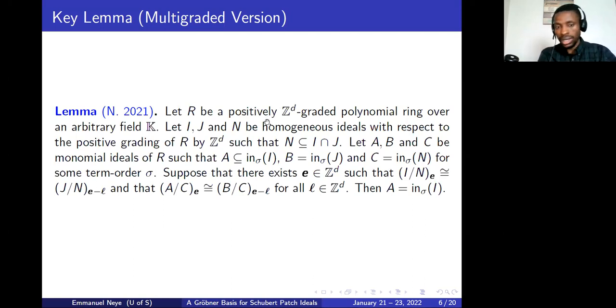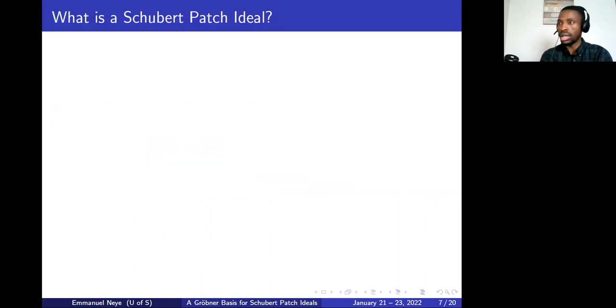Now I'm going to extend the earlier example of the Gröbner basis result, the one I gave earlier for the ideal of maximal minors. I'm going to extend that to larger classes of generalized determinantal ideals. And one of these classes that is of much importance to us in our own work is the Schubert patch ideals.